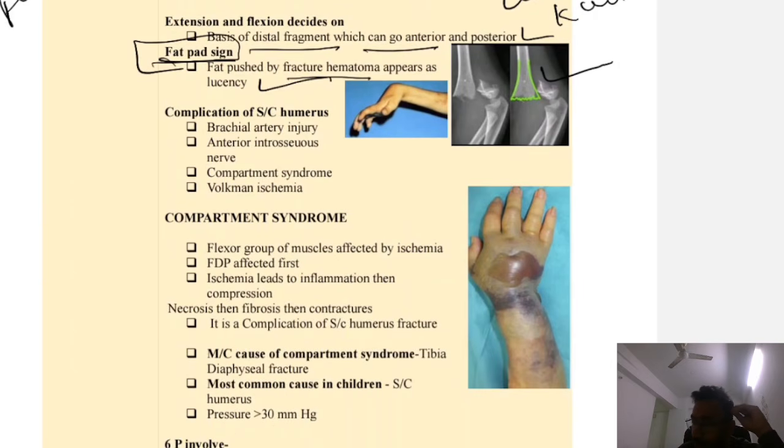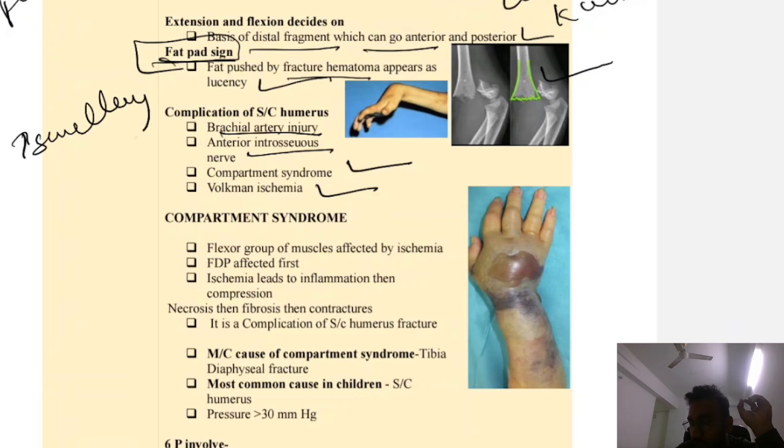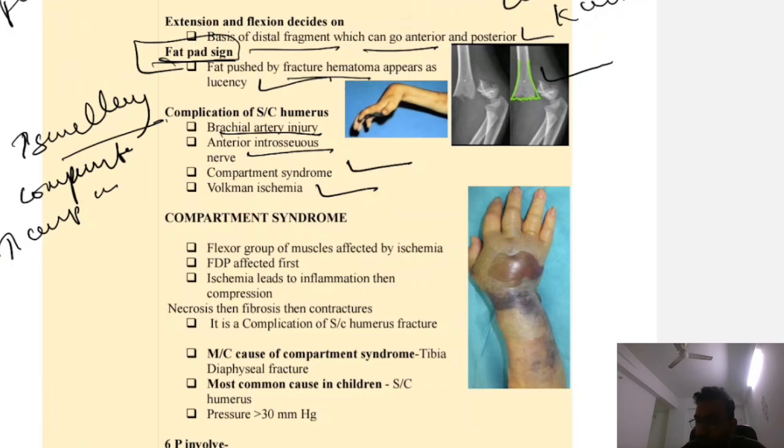Now the complications of supracondylar fracture we have already discussed: brachial artery injury and anterior interosseous nerve injury. Two other complications are compartment syndrome and Volkmann ischemia. What is compartment syndrome? Because of the fracture, there is increased swelling. Increased swelling leads to increased compartmental pressure, which leads to compartment syndrome. The patient can also go into Volkmann ischemic contracture.